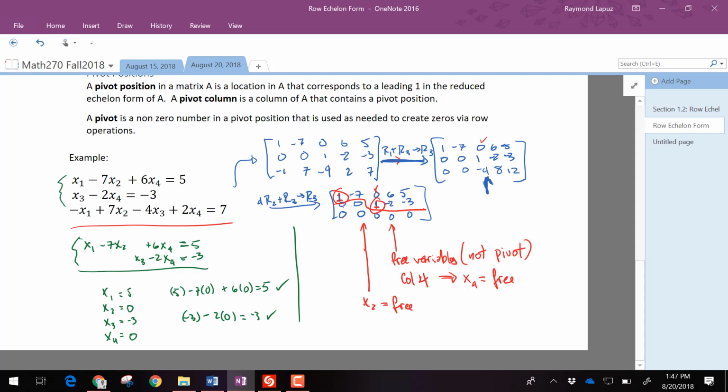So x2 and x4 are free variables, which means you can let them equal whatever you want. So Pedro let it equal 0, but you could try putting 1 in for x2 and 0 in for x4, and then try to solve for x1 and x3, and then you'll see that that also will be a solution.